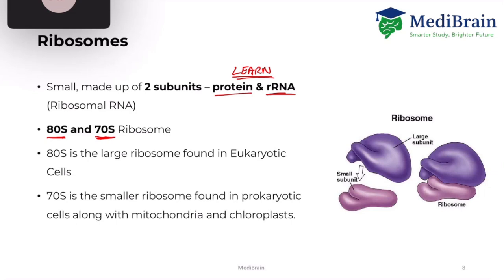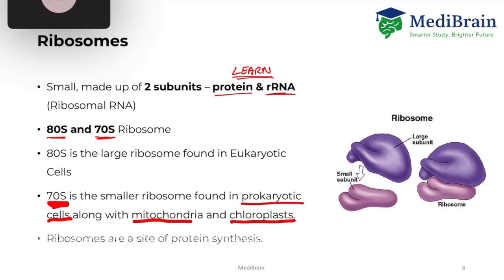We're not looking at prokaryotic cells in today's lesson, but what you need to know is that 70S ribosomes are present in mitochondria and chloroplast along with prokaryotic cells, which we will look at in our next lesson. Okay, and then finally, the function of ribosomes. Ribosomes are a site of protein synthesis.